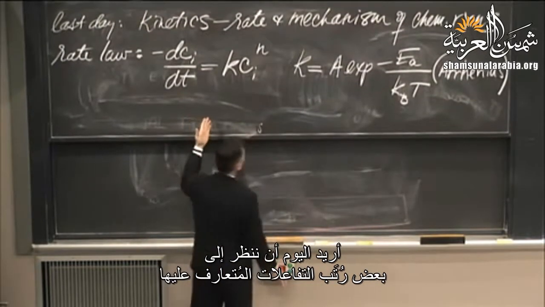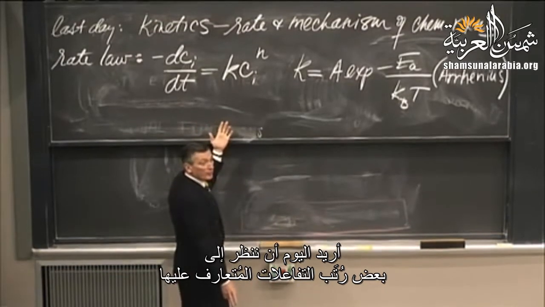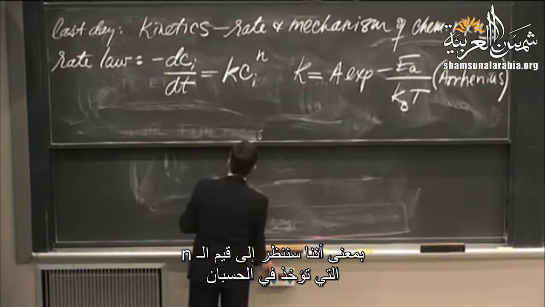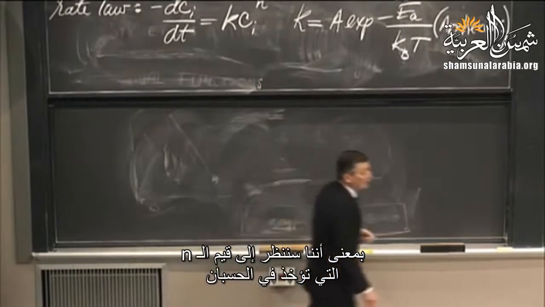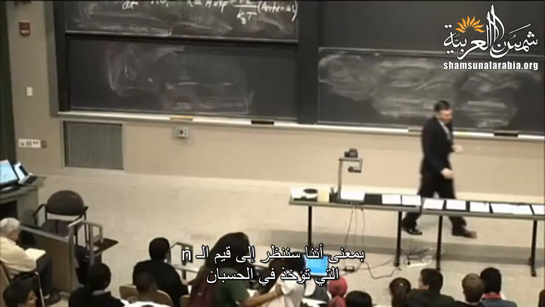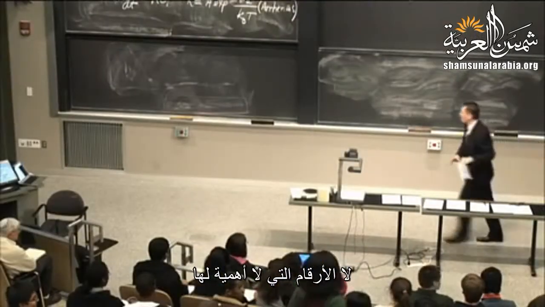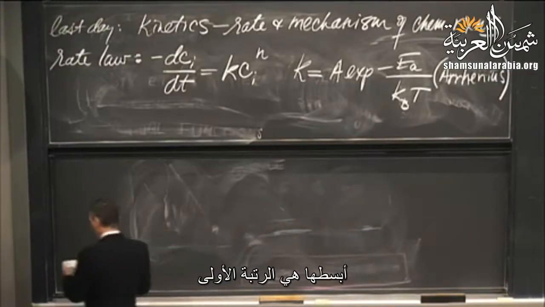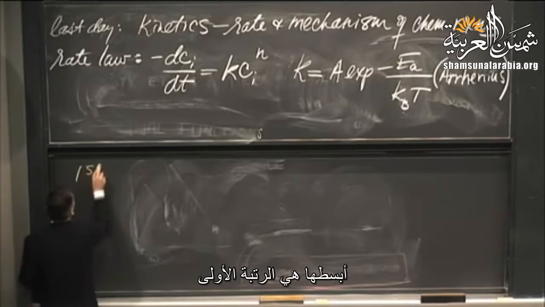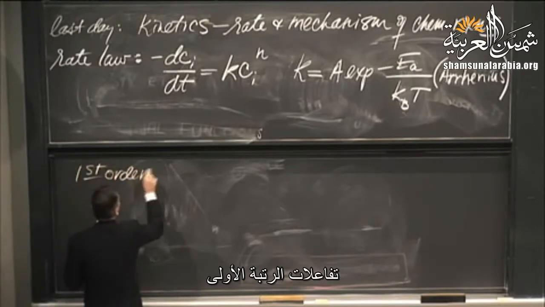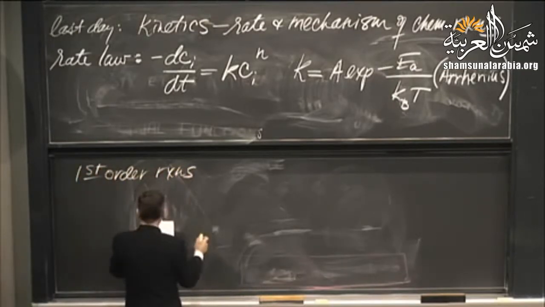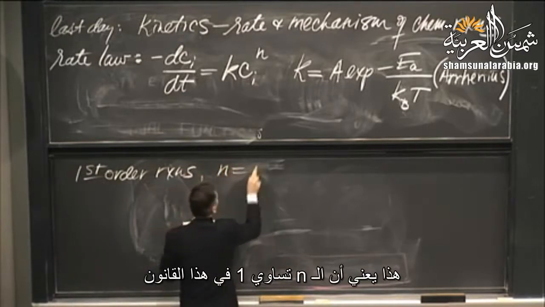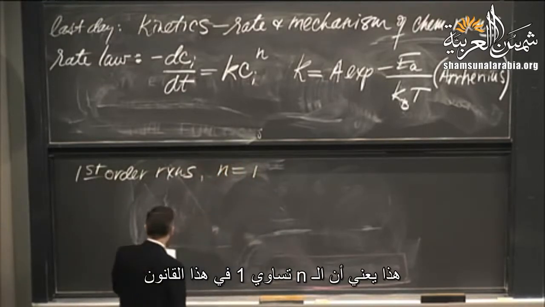So what I want to do today is to look at some common orders of reaction. So we're going to look at the values of n that are encountered in a not insignificant number of reactions. So let's start with the simplest one. The simplest one is first order. First order reactions, that means n equals 1 in this rate law expression.